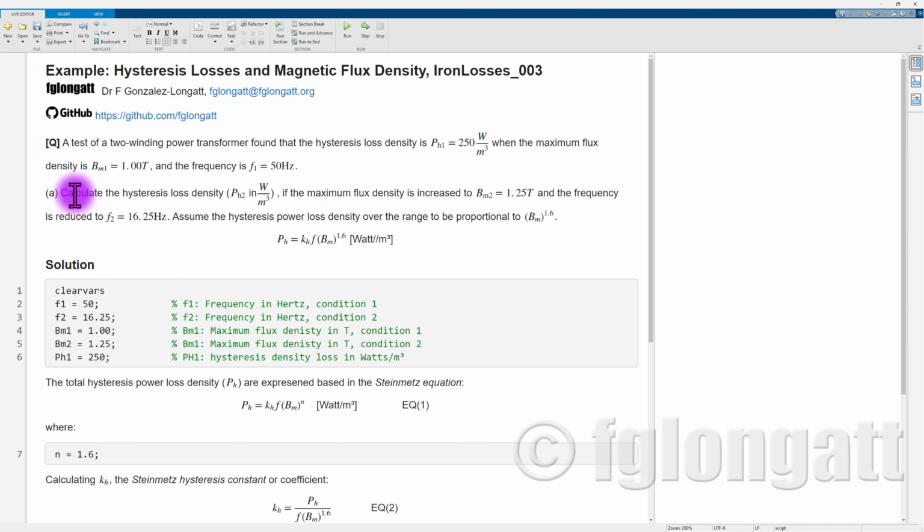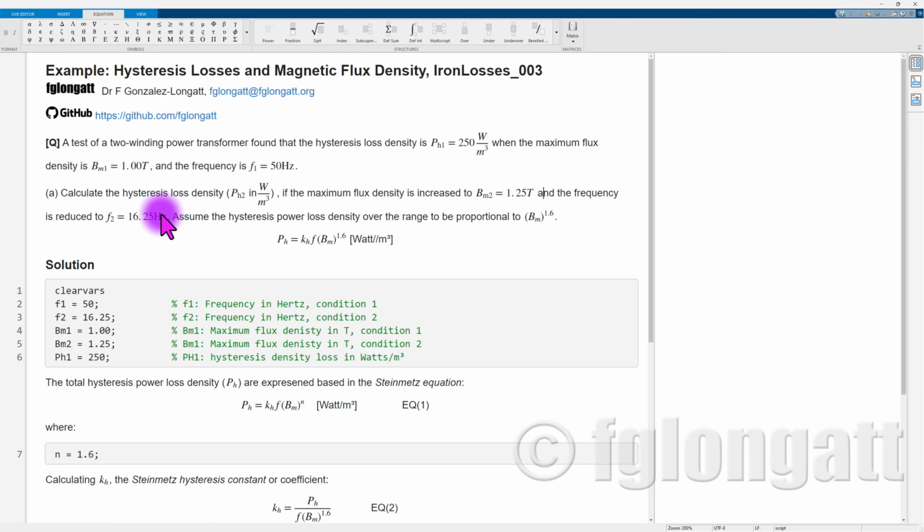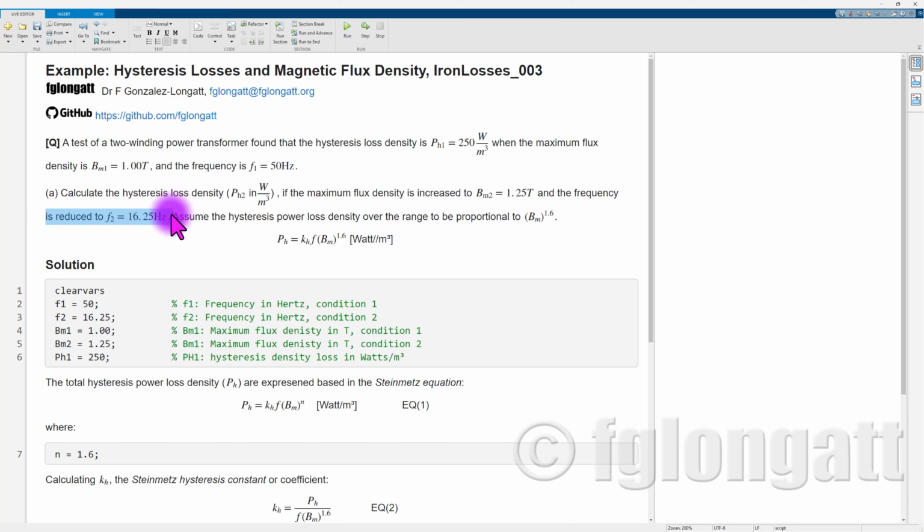So we have a very interesting question over here. Calculate the hysteresis loss density, again watt per cubic meter, if the magnetic flux density is increased from 1 to 1.25 Tesla and the frequency is reduced, as you can see, to 16.25 Hertz. Assume that the hysteresis loss density over the range is proportional to this exponent 1.6.